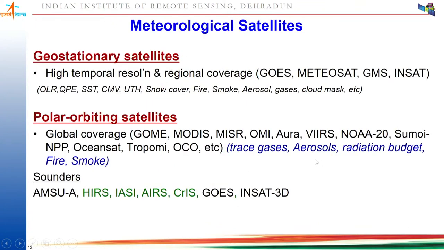Now if we move to the satellites, as I said, there are two types of satellites: one is geostationary and the other is the polar orbiting satellite.